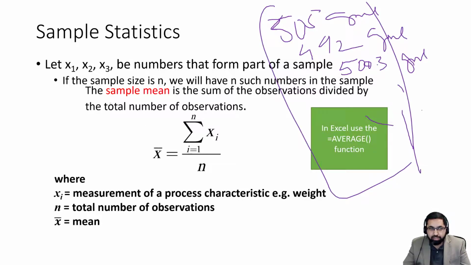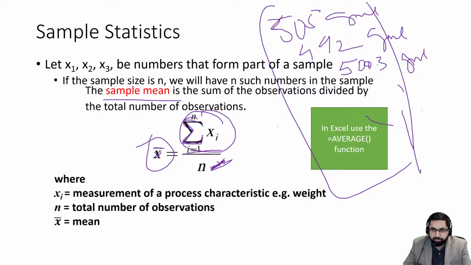So you can calculate the sample mean, which is simply the average, by adding those numbers up. This sigma just means add stuff up. You add up all the 10 numbers, divide by n, which means how many numbers you had. n is 10 in this case, right? And so you get the average. Average is represented by a bar on the top, so we read it as x bar. X bar means average. In Excel, if you have those numbers, you can easily use the equals average function to compute the average.